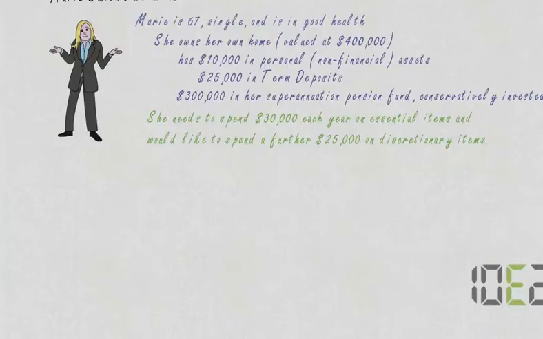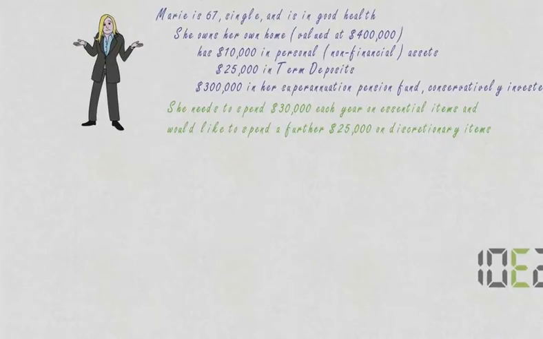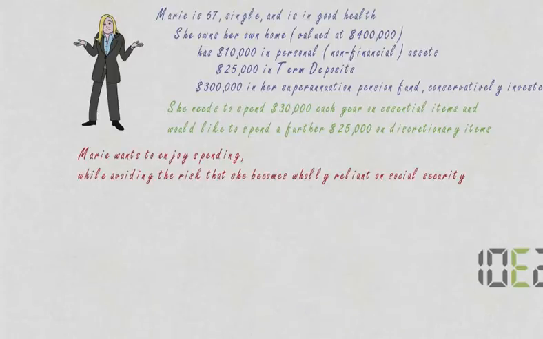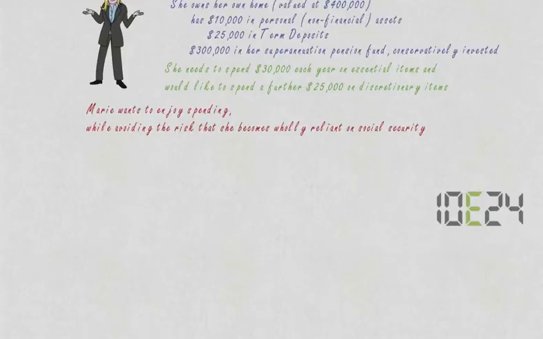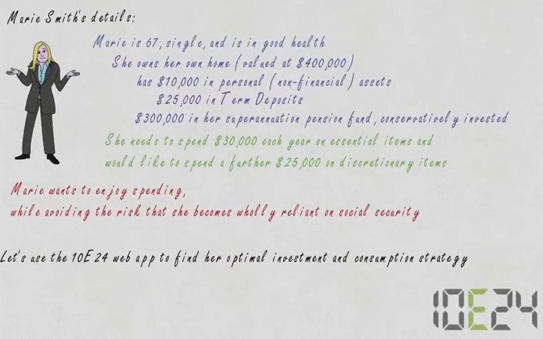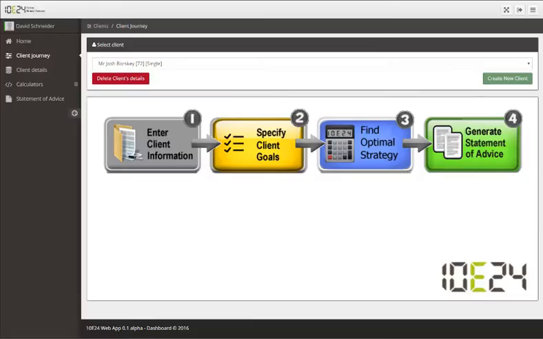She would also like to spend $25,000 on discretionary items like entertainment and travel. Marie is prepared to reduce her spending on these luxury items if she must, because she is worried about running out of money and becoming wholly reliant on Social Security. She wants to know how much she should spend each year and how she should invest her retirement savings. Let's see how we can use the 10E24 web app to help Marie.